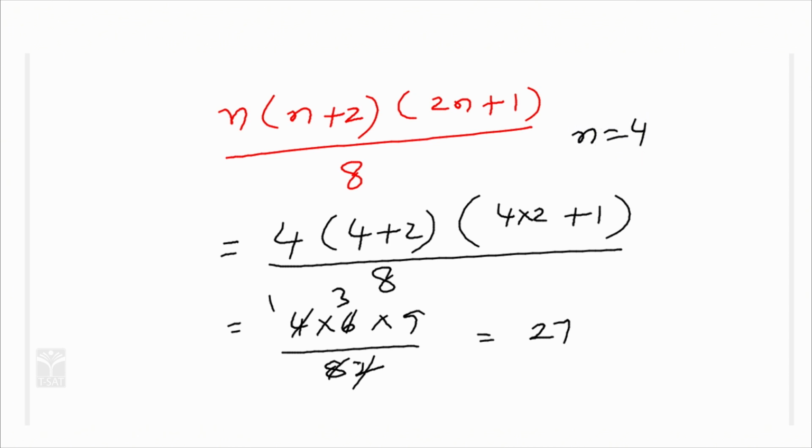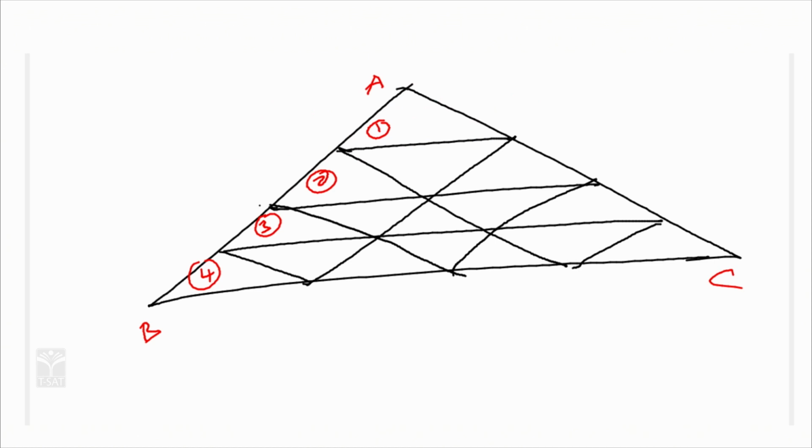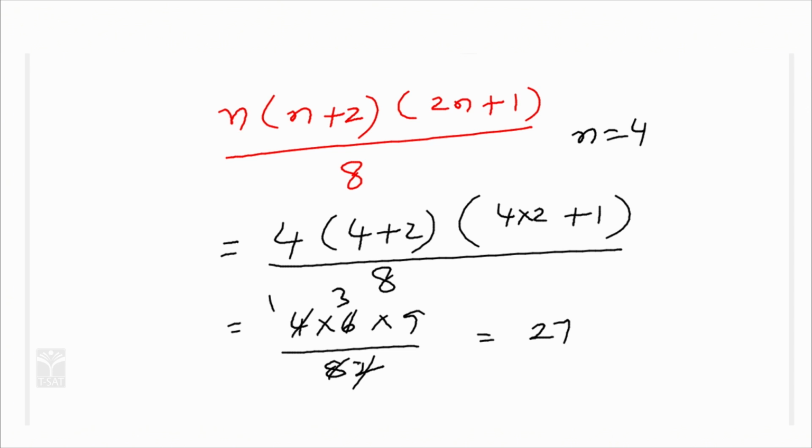Because if you see this, how many triangles on the left side? 4. So you have to substitute 4 in place of n. So 4 of 4 plus 2, of 2 times 4 plus 1, by 8. 4 plus 2 is how much? 6. 4 twos are 8, 8 plus 1 is 9. 4 of 6 of 9 by 8.